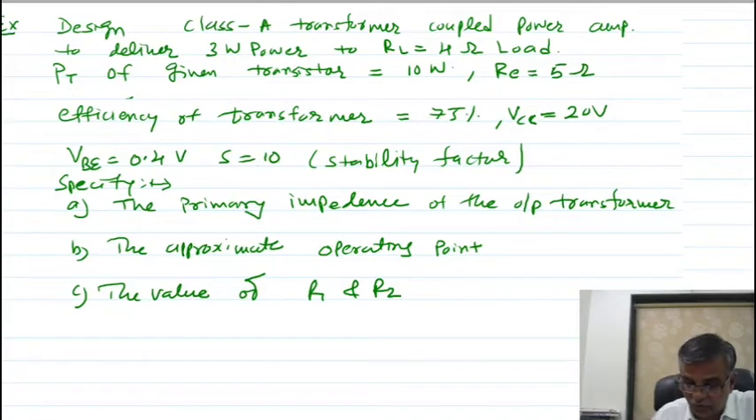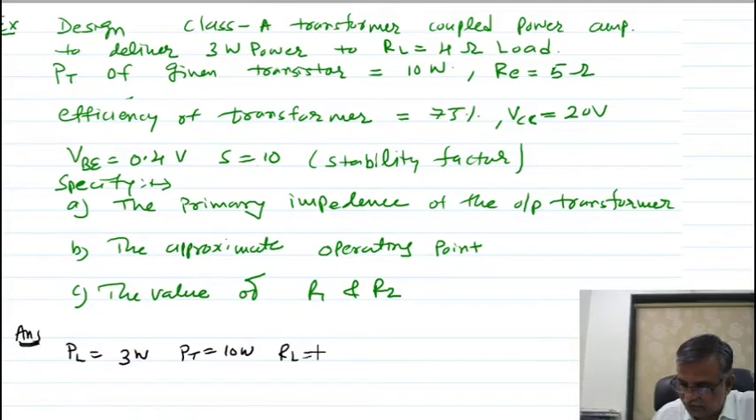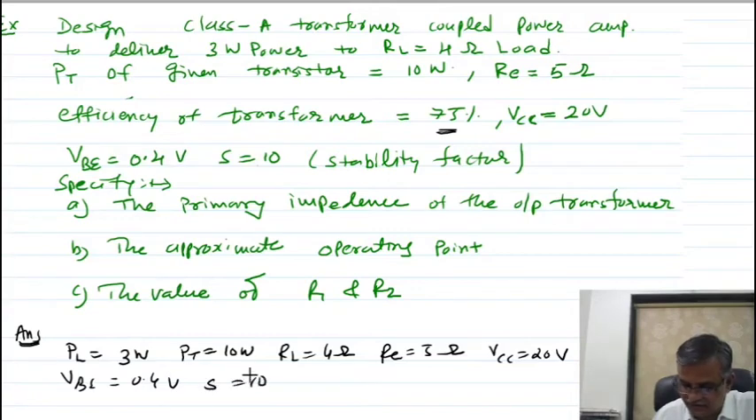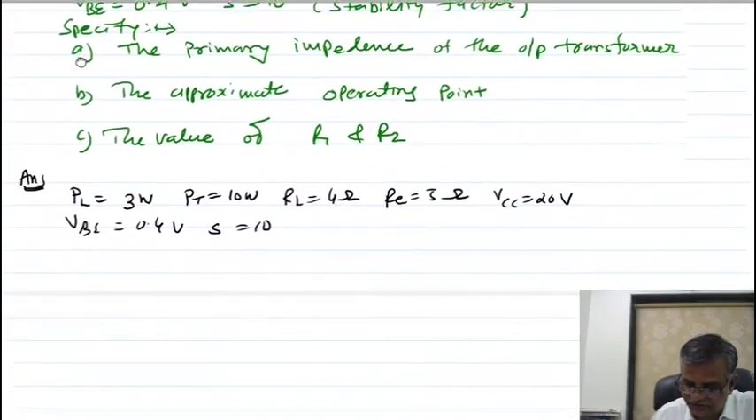So I am writing what they have given first. You want PL 3 watt. PT they have given 10 watt. RL they have given 4 ohm. RE they have given 5 ohm. Efficiency of the transformer is how much? 75%. VCC how much? 20 volt. VB 0.4 volt. S is 10. Let us start to solve this.